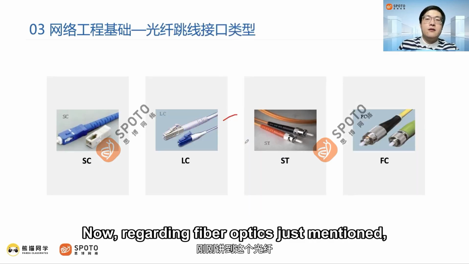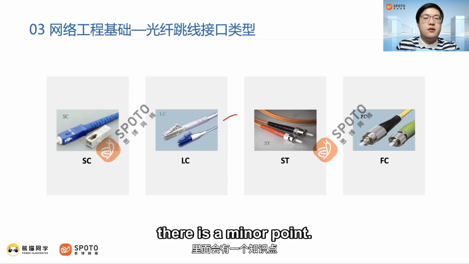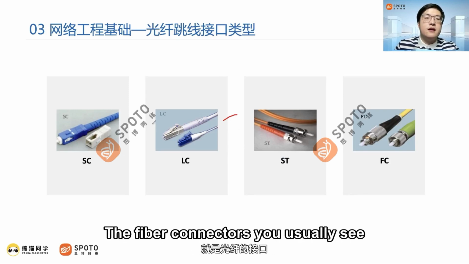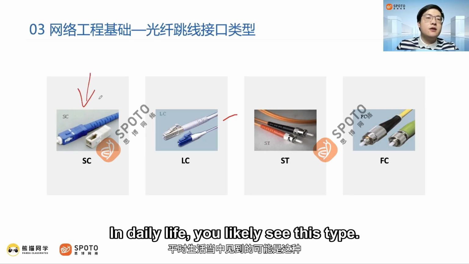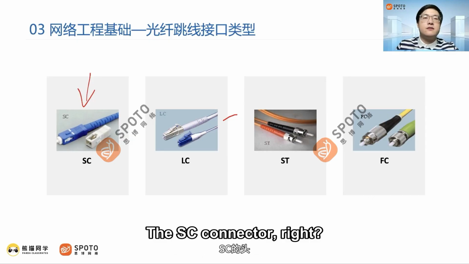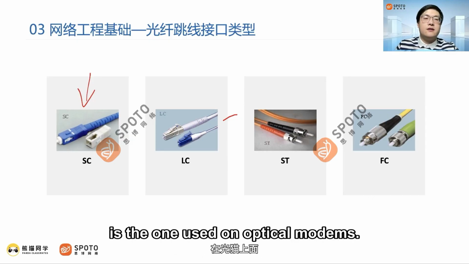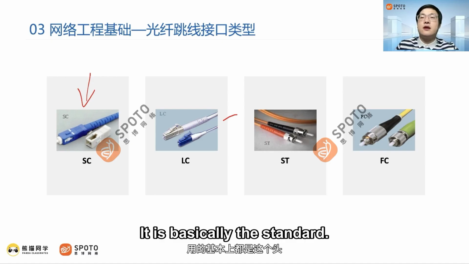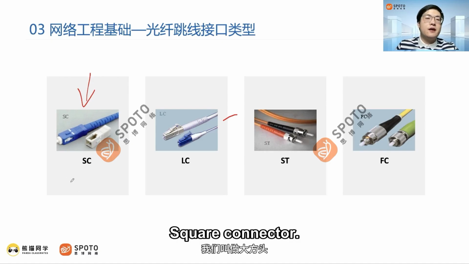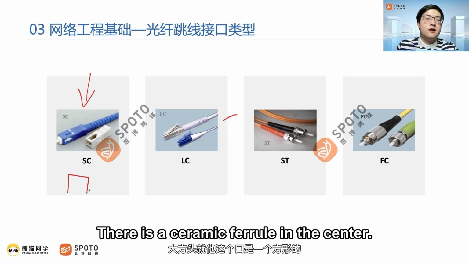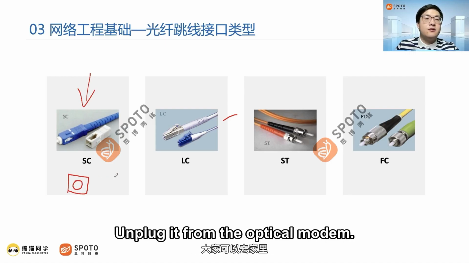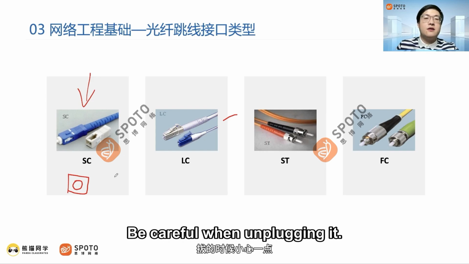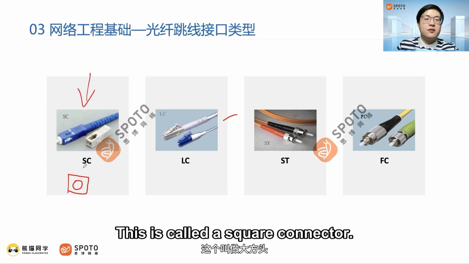Now, regarding fiber optics just mentioned, there is a minor point, that is the fiber optic connector. The fiber connectors you usually see are probably these. In daily life, you likely see this type. The SC connector, right? This SC connector is basically the standard. We call it a square connector. Its port is square-shaped. There is a ceramic ferrule in the center. Then plug it into your optical modem. You can go check at home. Unplug it from the optical modem, but be careful when unplugging it. This is called a square connector.